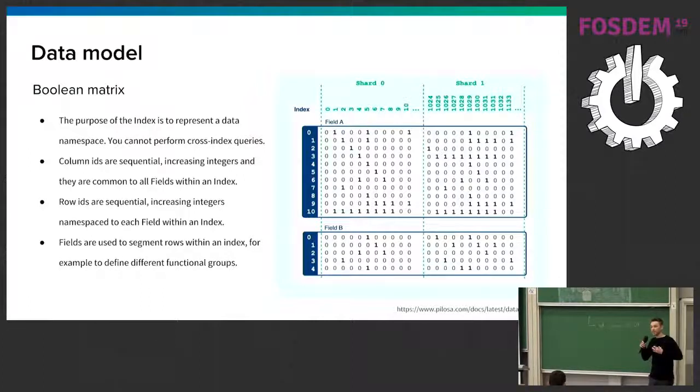So you can say, give me column number 5 in the index, and you'll get all the ones or zeros from all the fields. But when you say row number 5, you have to specify for which field. So rows are local per field, and the columns are global. And the nice thing about the bitmaps is that you can merge them. You can merge rows. But what's most important is that you cannot merge rows across indexes. You have to merge rows inside the same index.